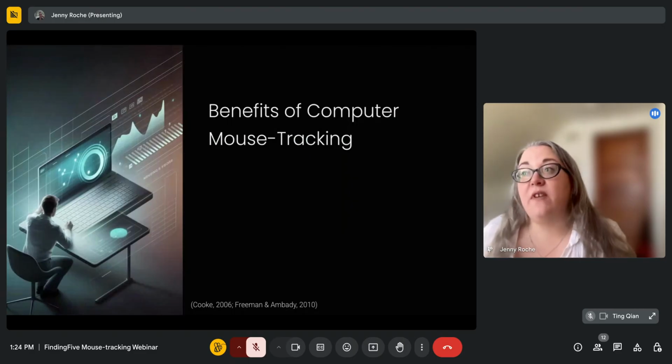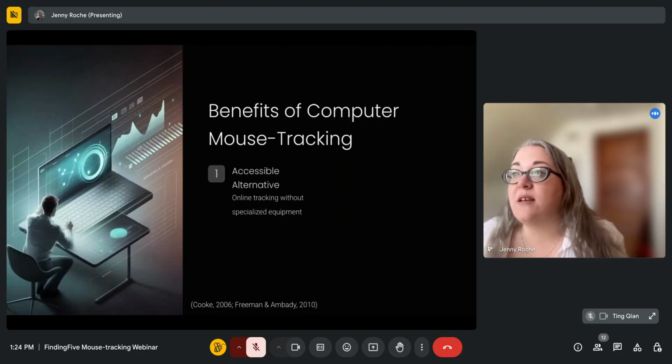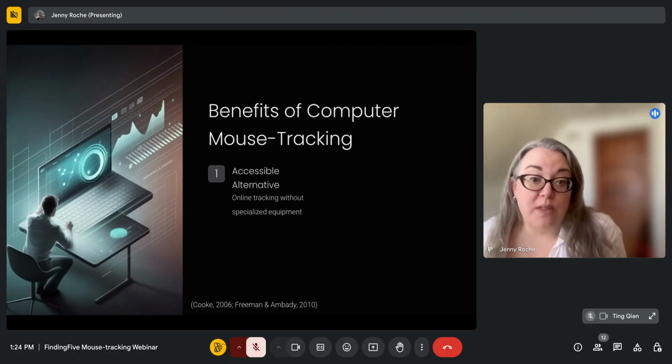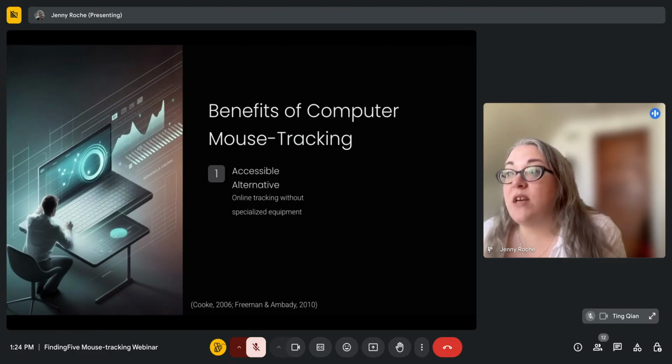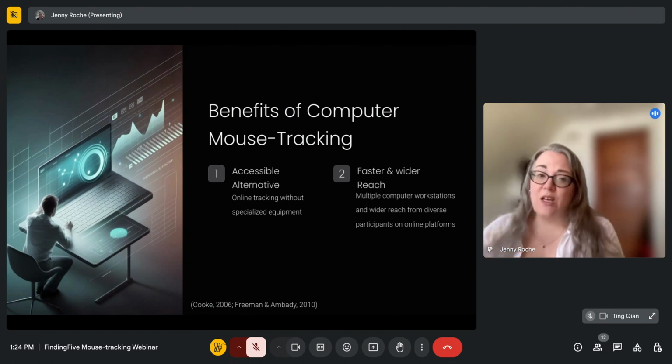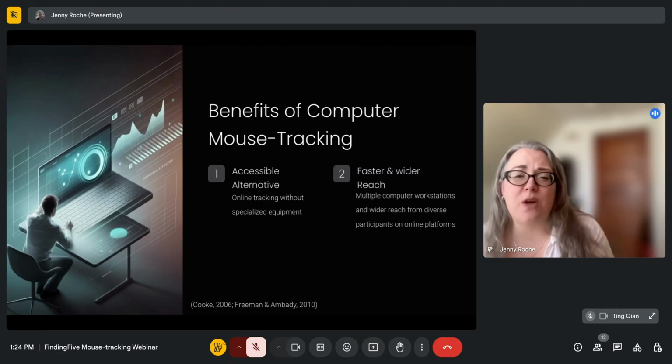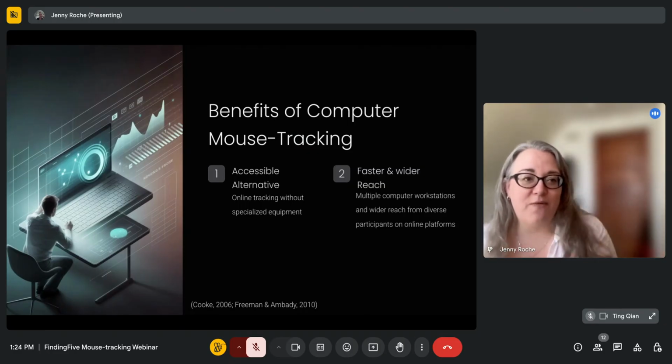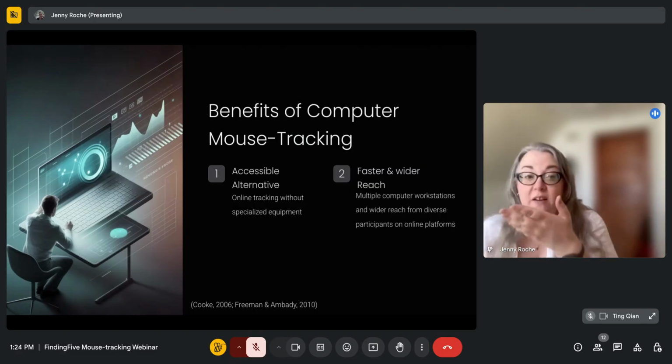Okay, so there are some benefits of computer mouse tracking. One is that it's an accessible alternative to survey-based methods or even just behavioral data that produces categorical responses. We can do it online without specialized equipment. We have a faster and wider reach. Computers are so inexpensive these days. You get a $200 computer, you got 5 of them, get 5 students in the lab sitting at workstations with headphones, and you can collect data, just with Finding 5.